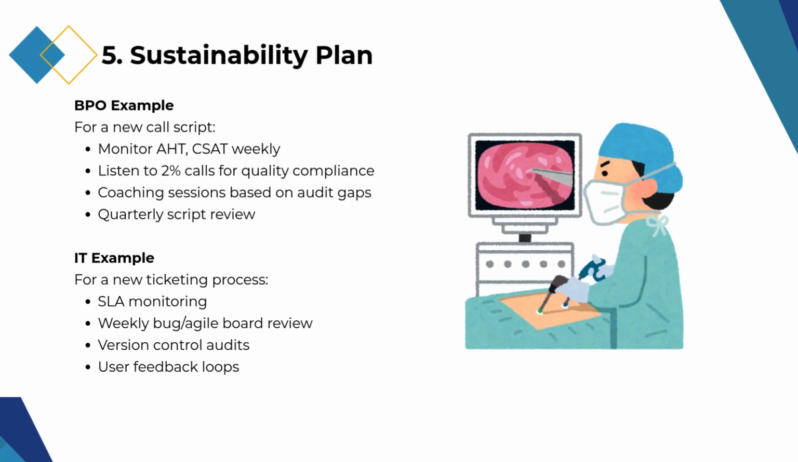This slide shares BPO and IT sustainability examples. In BPO, performance is sustained by monitoring AHT and CSAT, call quality checks, coaching, and regular script reviews. In IT, sustainability comes from SLA monitoring, regular bug reviews, version audits, and continuous user feedback.